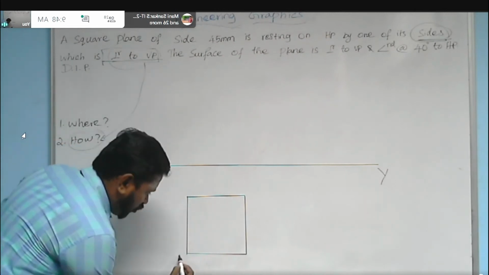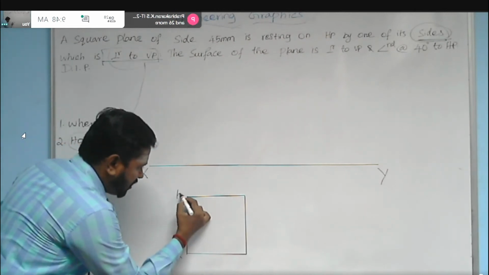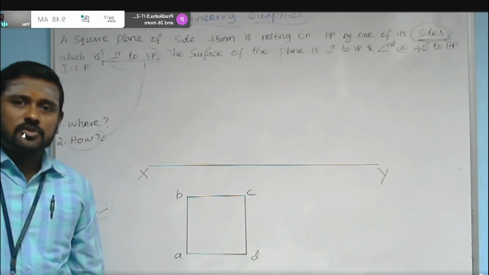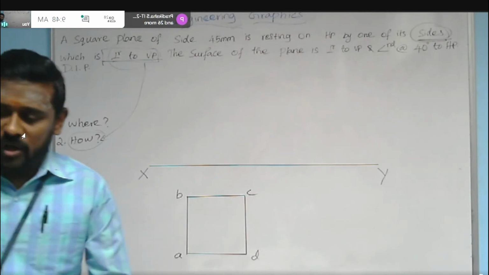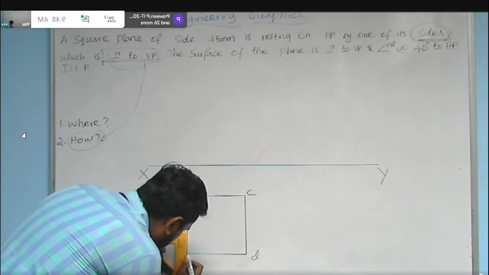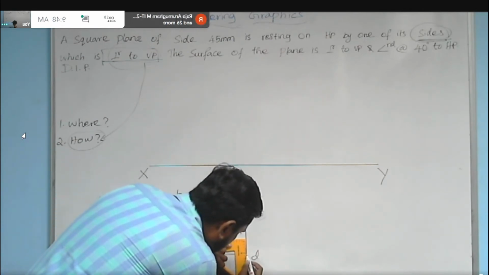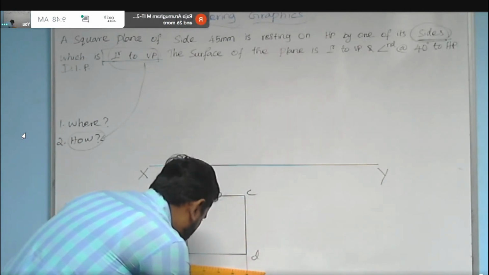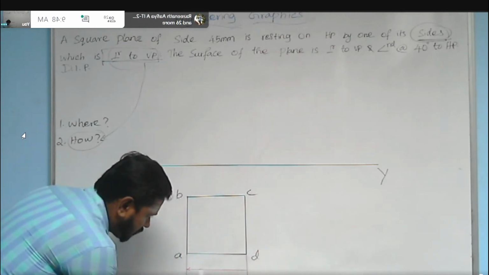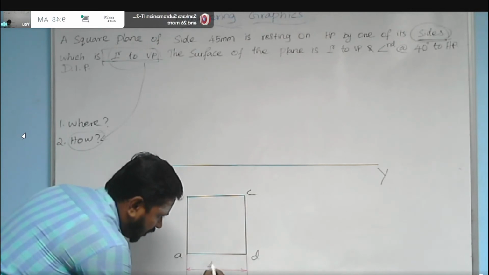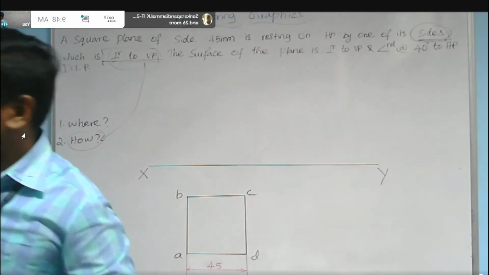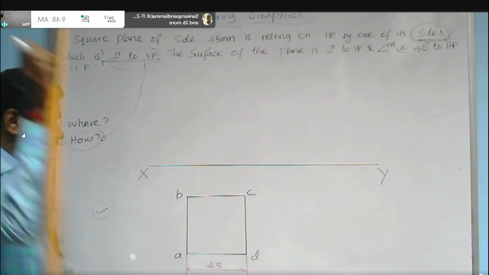So I needed to use 4 alphabets to name the corners A, B, C and D. The dimension of the square is also given in the question, so I needed to mark it. It is actually 45 mm, and immediately after that we need to draw the projector towards the front view area.